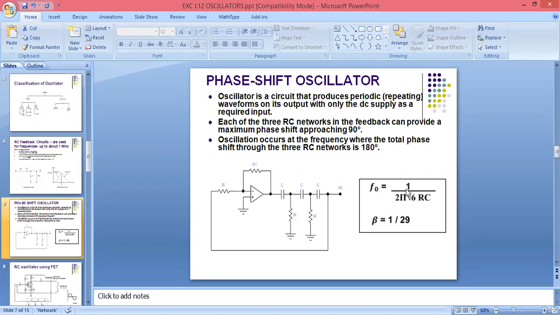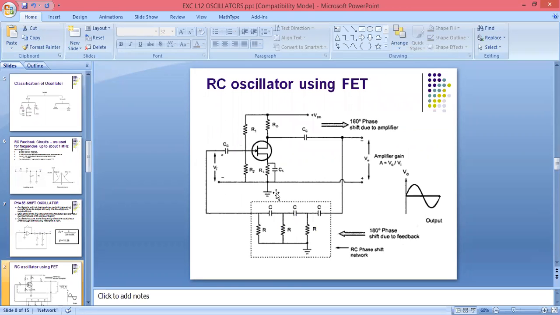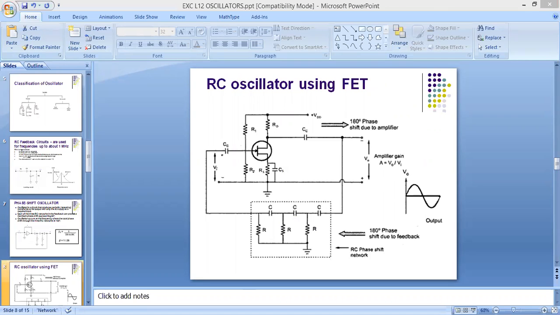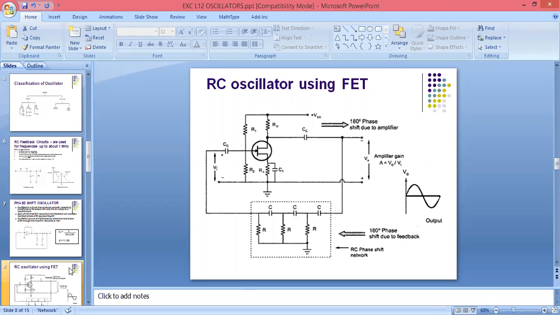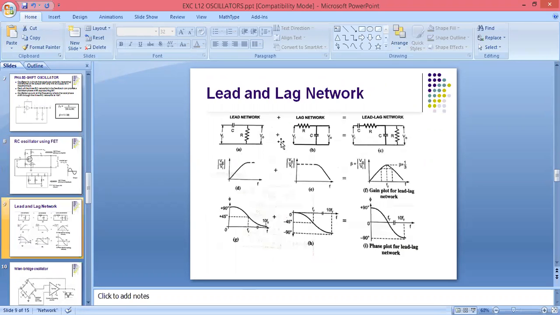And what was the RC term? It was 1 upon 2 pi RC. Its beta, the feedback factor, is 1 upon 3. And here what do we get? 1 upon 29. When we are using an RC phase shift oscillator, this is the circuit diagram for an RC oscillator using FET. This amplifier will give 180 degree phase shift and this network will give 180 degree phase shift. So here you will get the 360 degree phase shift and the Barkhausen criteria will get satisfied. This is the lead and lag network. We will see the Wien bridge in the next session.